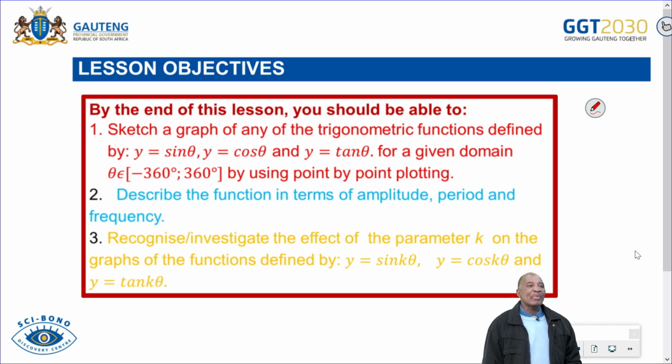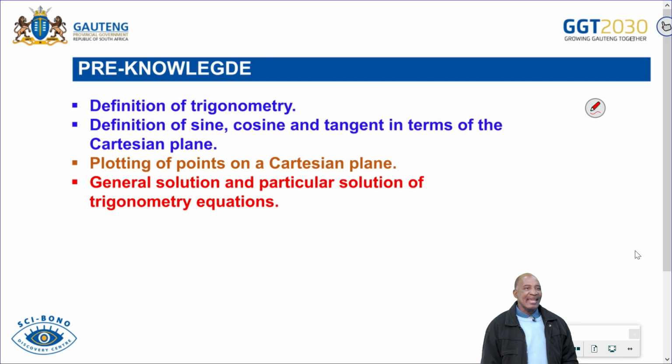Second, you should be able to describe the function in terms of its amplitude, period, and frequency. You should also be able, in third, to recognize or investigate the effect of the parameter k. We shall see what that k is as we deal more with these functions, on the graphs of the functions defined by y equals sin k theta, y equals cos k theta, and y equals tan k theta.